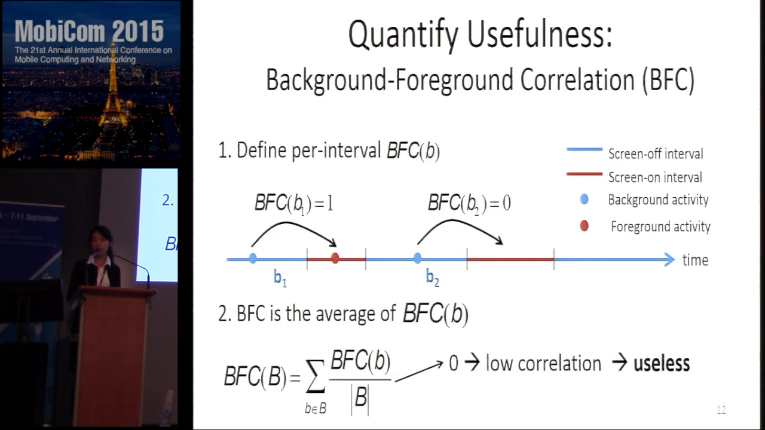So if the overall BFC is close to 0, which means the foreground and background have little correlation, we can say most of the background activities are useless. And if the overall BFC is close to 1, which means whenever a background activity of an app happens, there will be another foreground activity in the next screen-on interval with a high correlation, so we say the background activities are useful.